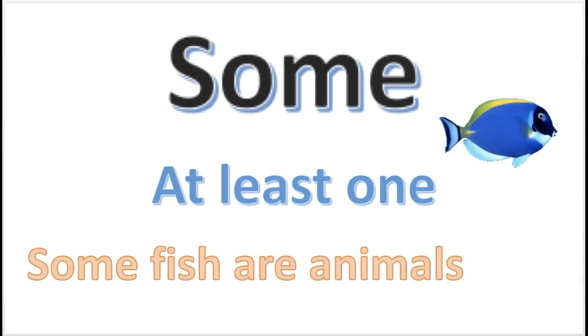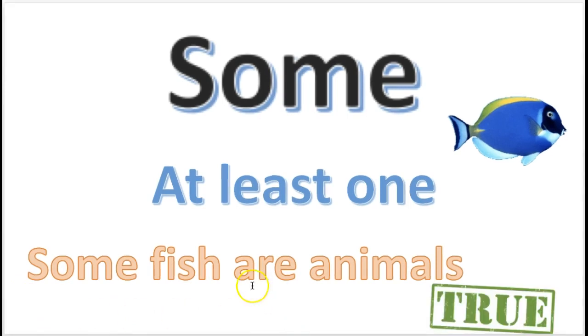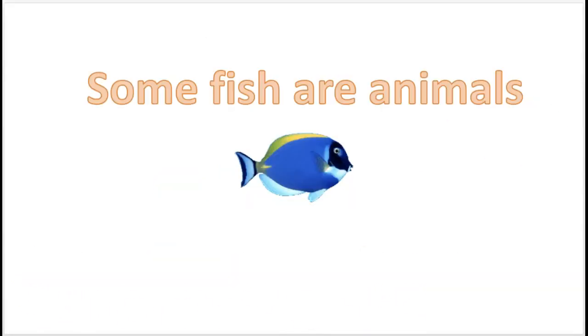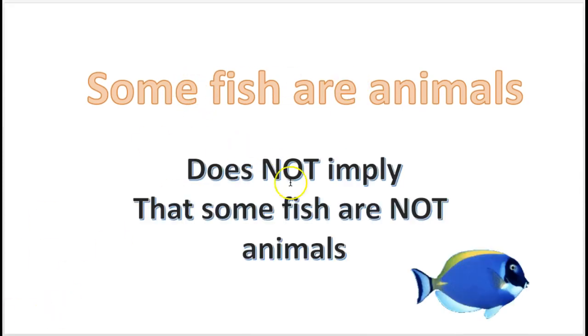Oh yeah, also, the word "some" in logic means at least one. So the statement "some fish are animals" means at least one fish is an animal. That's true. Now, the statement "some fish are animals" does not imply that some fish are not animals.